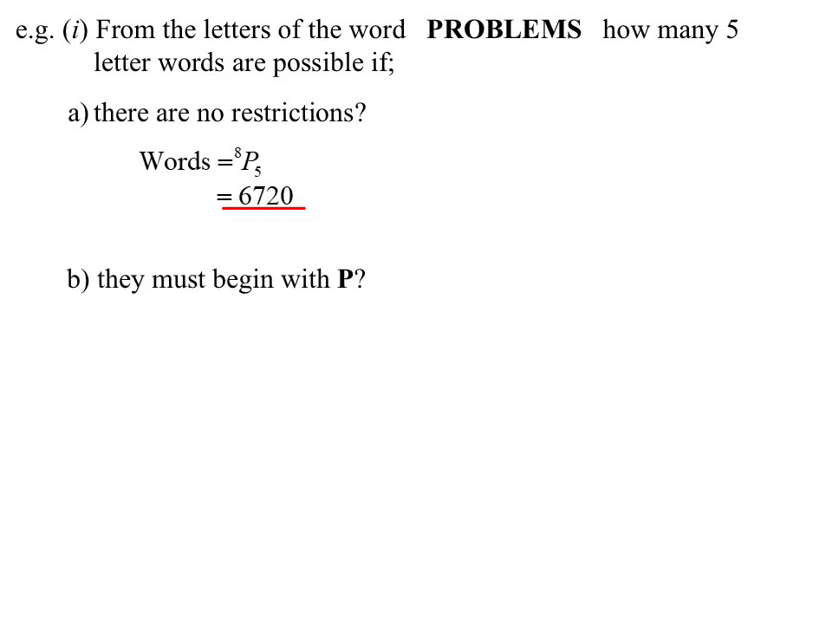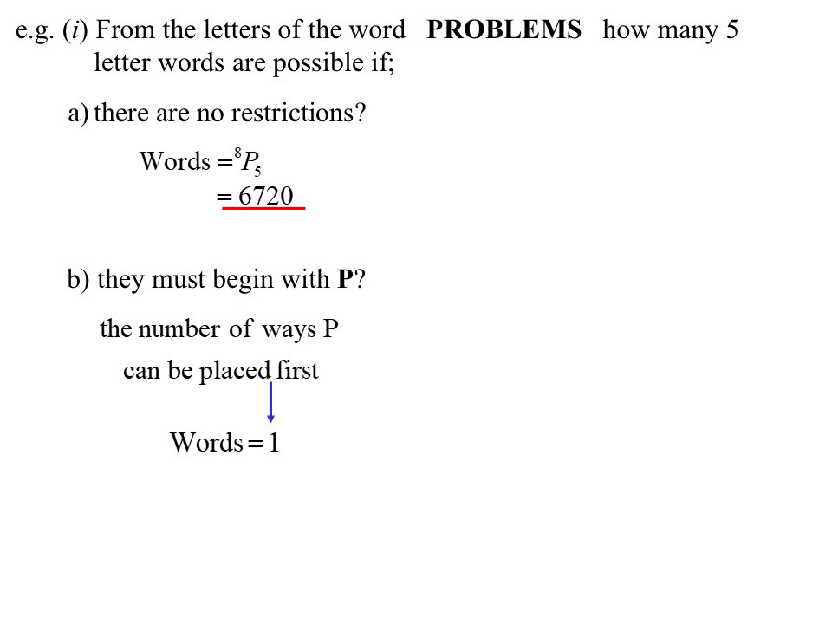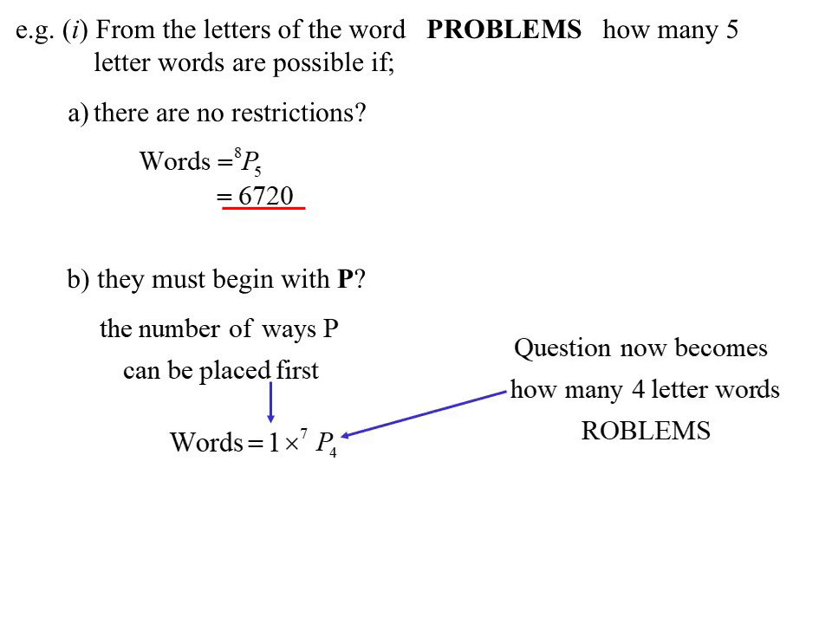Look after the restriction. There's only one way I can put that P. It's at the front. Now, it's like I've got a new question. How many 4-letter words can I create from the word problems? P's gone. Oh, that's 7P4. From the 7 letters, I'm going to use 4 of them. 840.